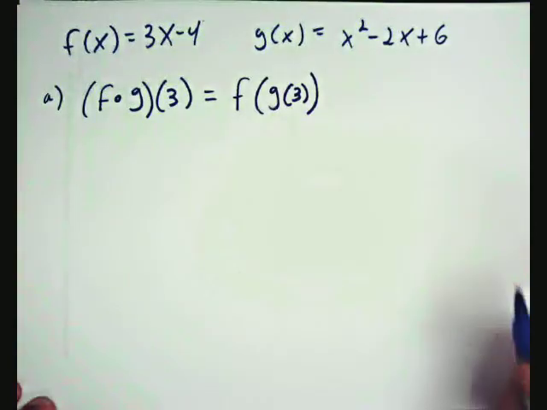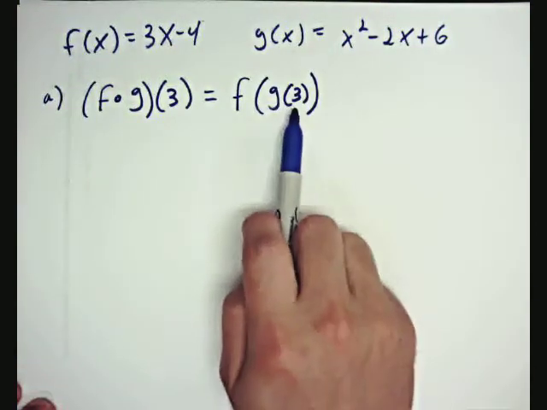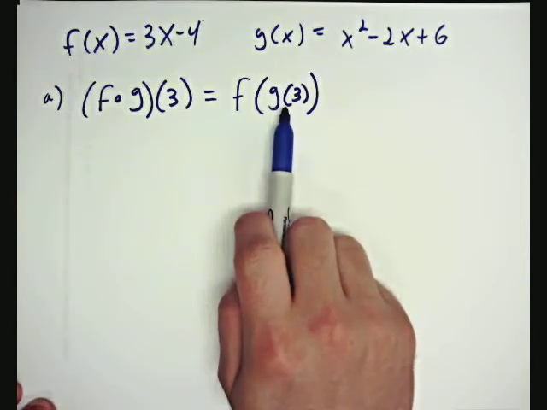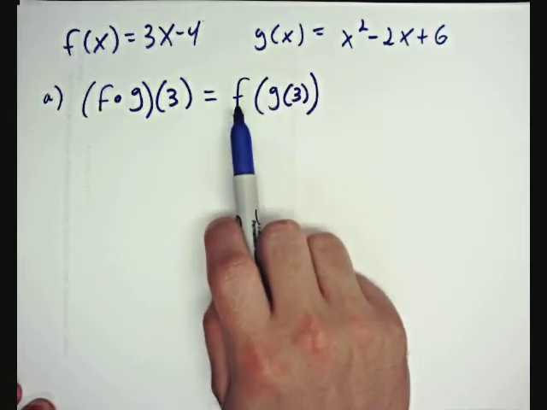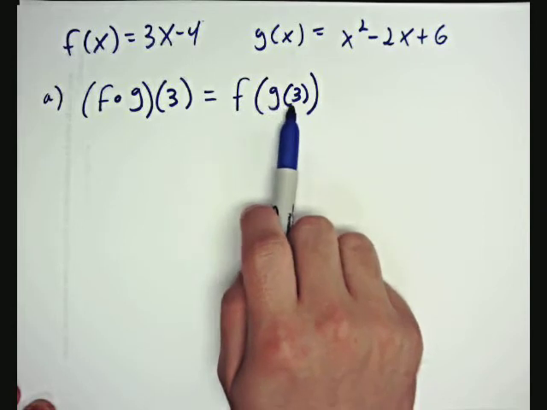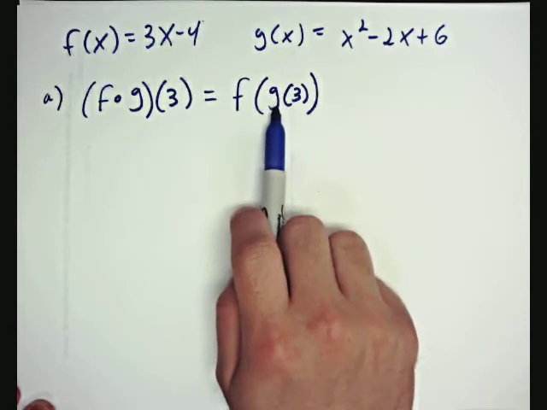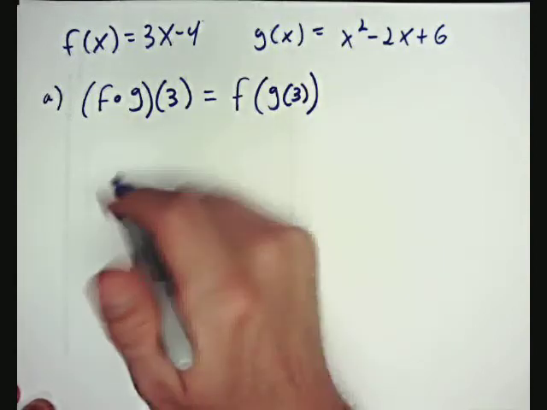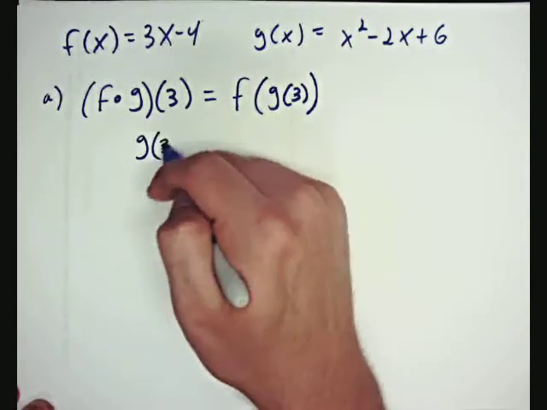So what this means is we want to take 3, input it into the function g, and once we get a solution for that, we want to input that into the function f. So this is the part where I described inputting the output of this function into this other function. So we want to start this problem by finding g of 3.